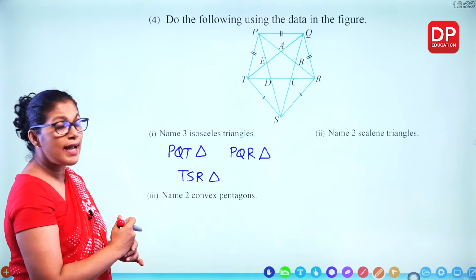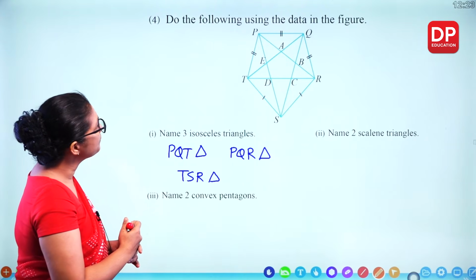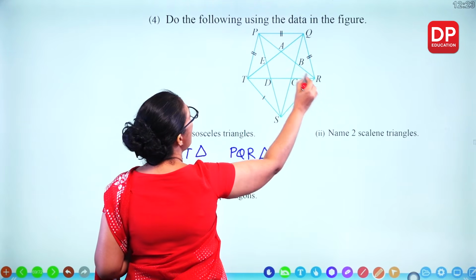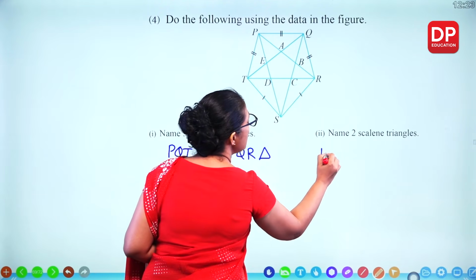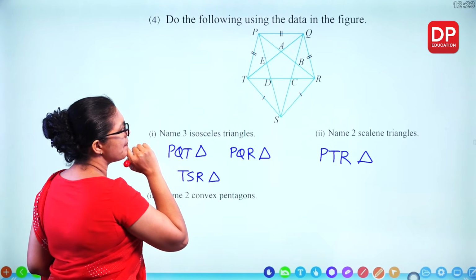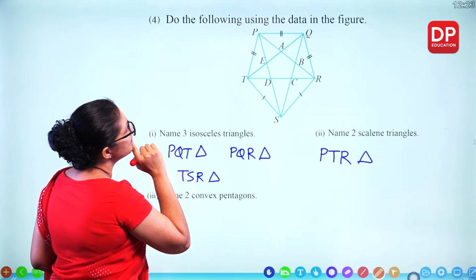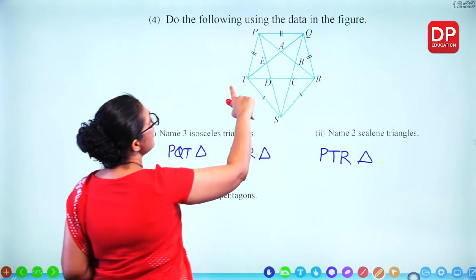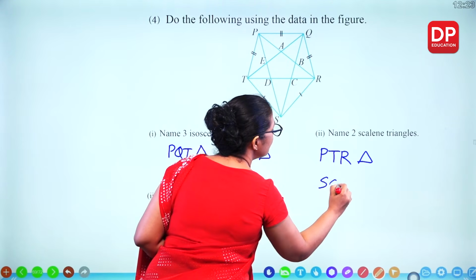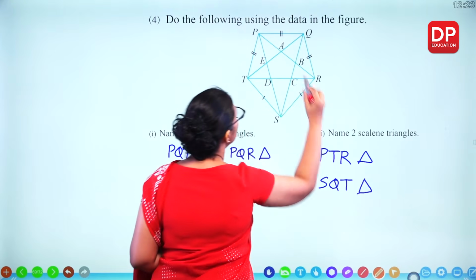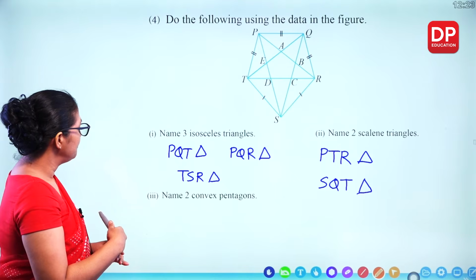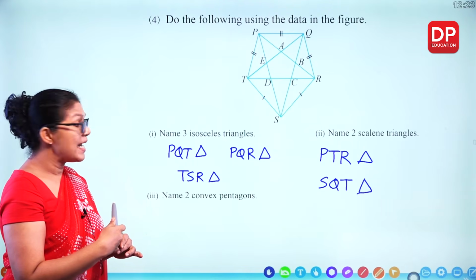Name 2 scalene triangles. All lengths are different. Look at carefully. Here I can write PTR. PTR triangle. Sides are not the same. What else? I can write this also. SQT. SQT triangle also scalene.